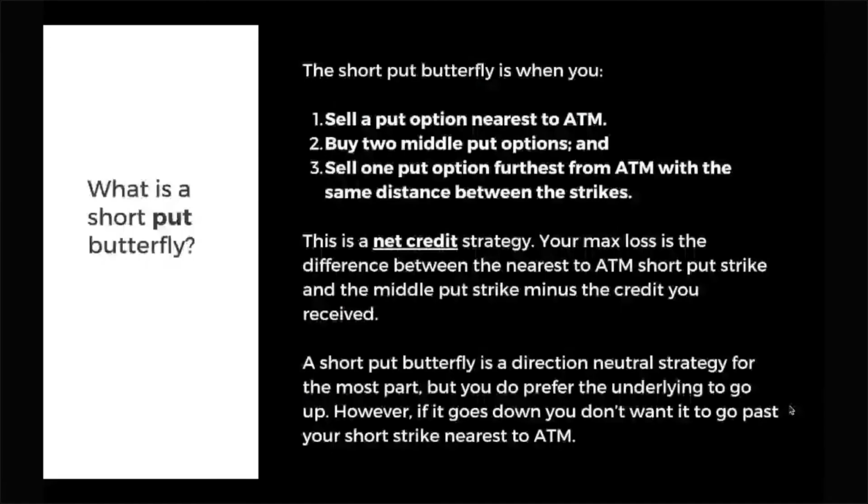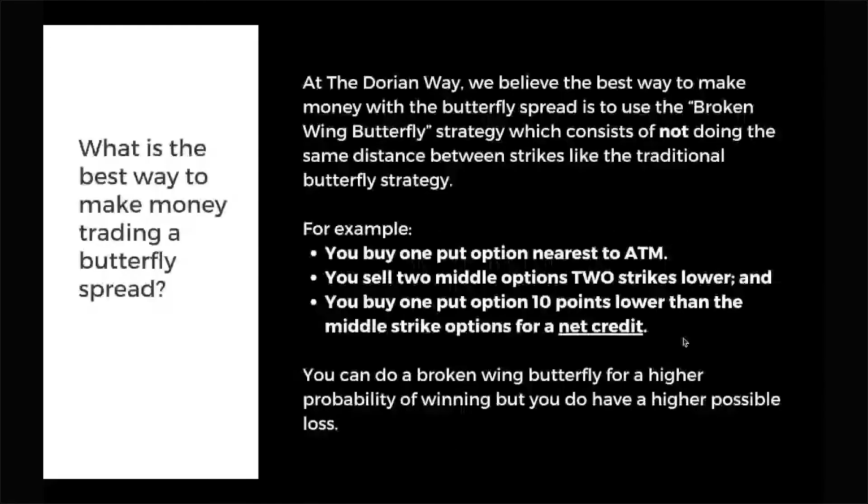All right, so what is the best way to make money trading butterfly spreads? At the Dorian Way, we believe the best way to make money with a butterfly spread is to use the broken wing butterfly strategy. What we've been talking about to this point are traditional butterfly strategies. You can make the distance between those wings a lot more, and it can make it a little better for you.